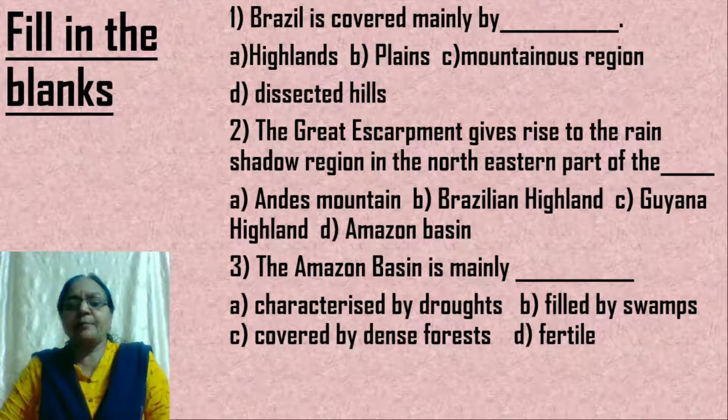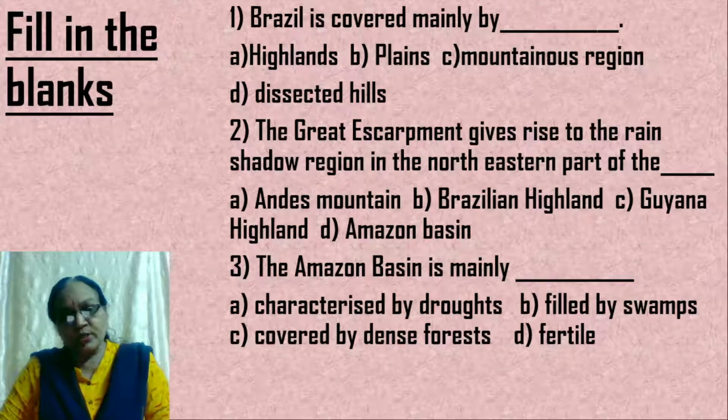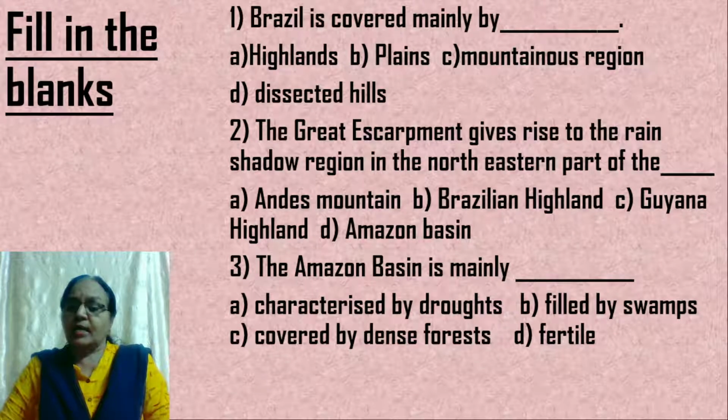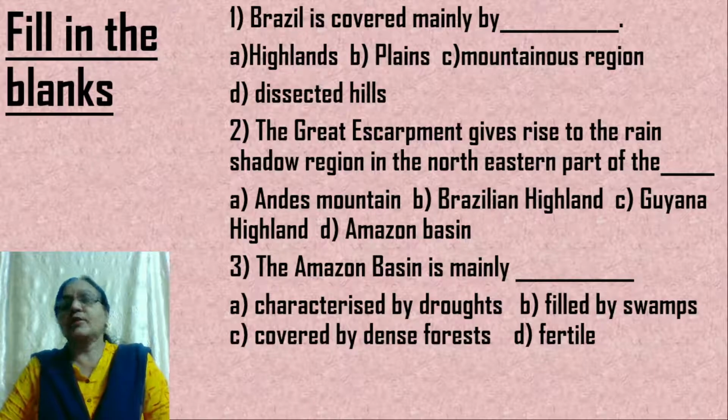The Great Escarpment gives rise to the rain shadow region in the northeastern part of the Andes Mountain, Brazilian Highland, Guyana Highland, Amazon Basin. So what's the answer? It is Brazilian Highland. Third one, the Amazon Basin is mainly characterized by droughts, filled by swamps, covered by dense forests, fertile. Okay, so they are covered by dense forests. These are dense equatorial forests.